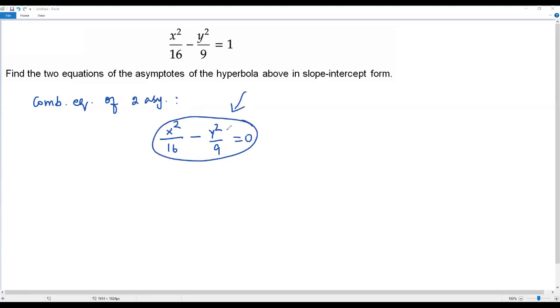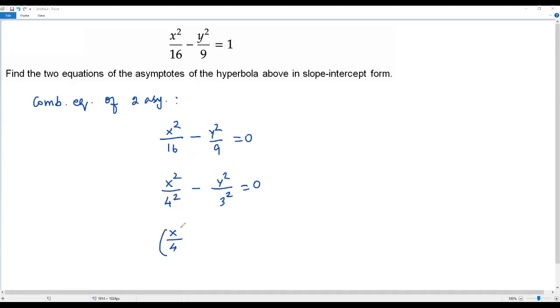In this equation we have two asymptotes, and now we have to find the two separate equations in slope-intercept form. For that, I'm going to write the 16 in the denominator as 4 squared, and the 9 can be written as 3 squared, equals 0. Here, in both the numerator and denominator, we have the same exponent, so we can write the exponent in common. Then we can write x over 4, the whole squared, minus y over 3, the whole squared, equals 0.